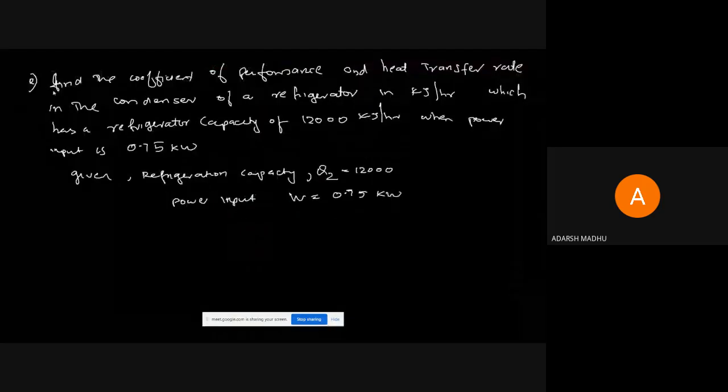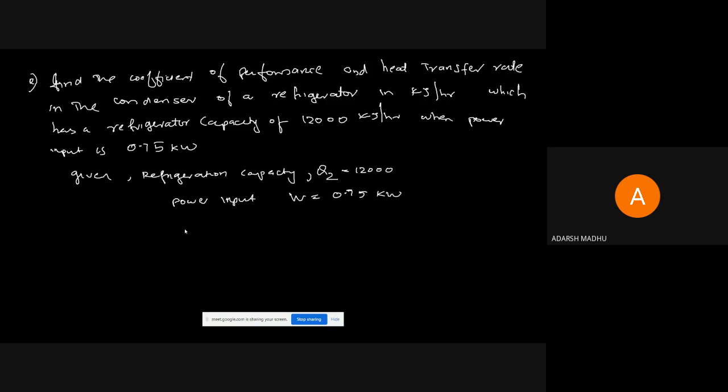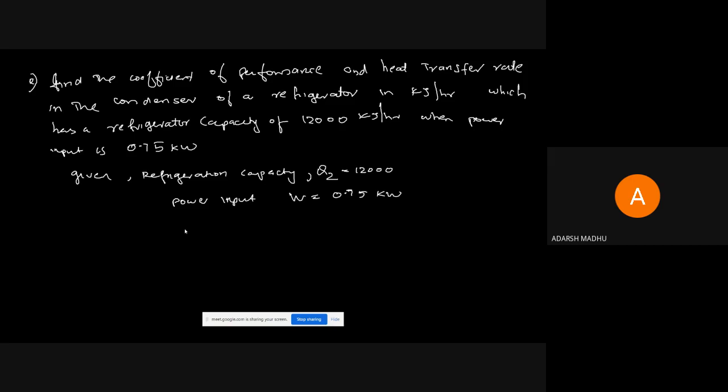So here is the problem which we had written for last class. Find the coefficient of performance and heat transfer rate in the condenser of a refrigerator. A refrigerator and a heat pump, both are reversible heat engines, right?